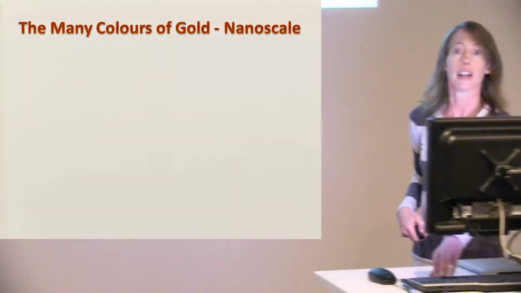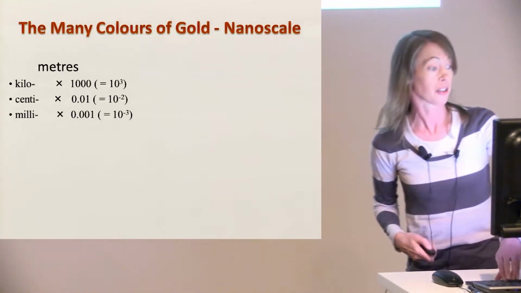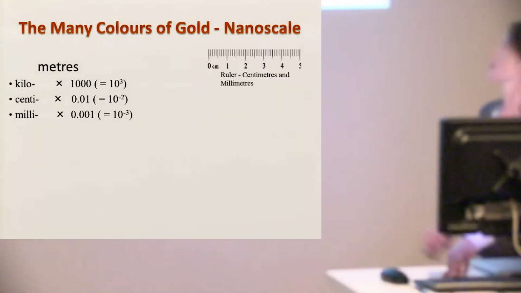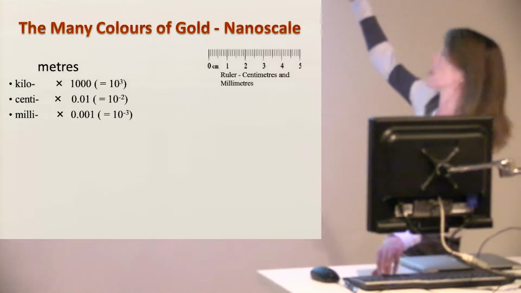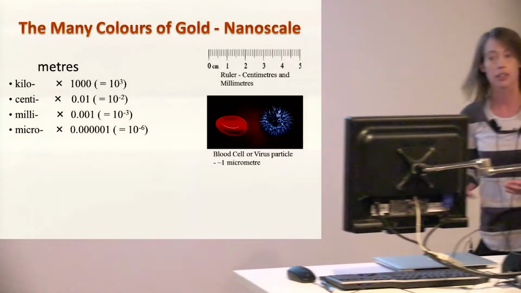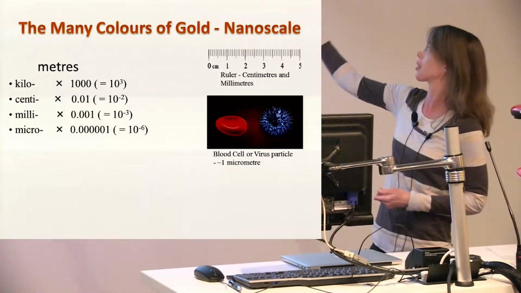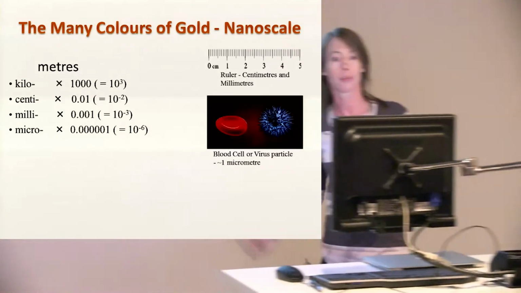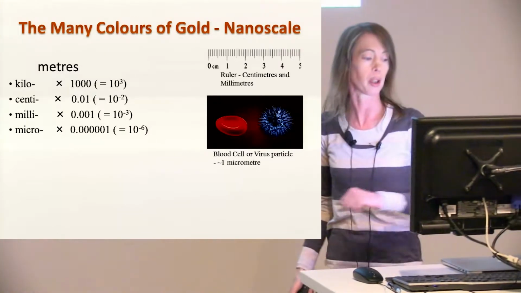So let's get to the nano that I was mentioning, because this is effectively the area of nanoscience. We know meters, we know millimeters, no problems. Here's our ruler with some millimeters on it. Now, if I were to say micrometers, you'd be reasonably familiar with that. That's the size of a blood cell or a virus particle. They're of the order of 1 micrometer, a thousandth of a millimeter.